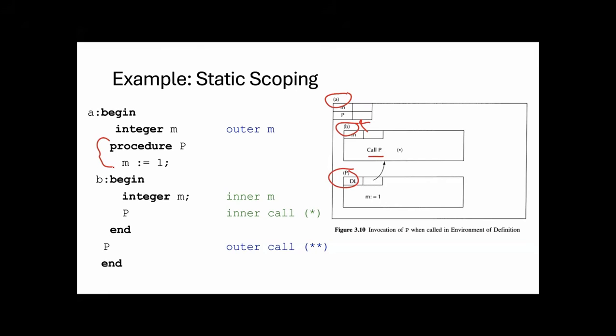That's why static scoping can be done at compile time, while dynamic scoping needs to be done at runtime. The environment of P changes, and the names that P is going to use change based on where it is called, so it depends on the environment of the caller.